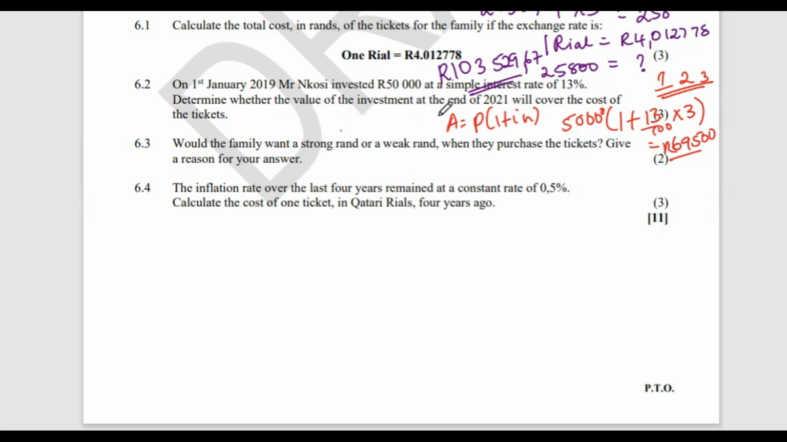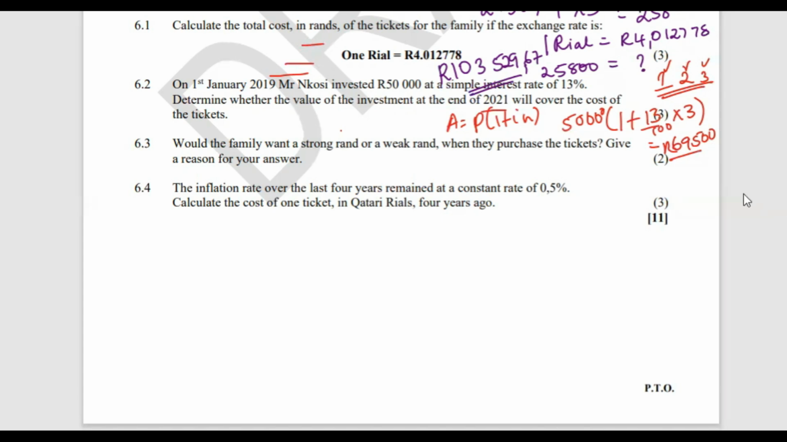Okay, determine whether the value at the end will cover. How many years do we count? 1st of January 2019, so 2020 is 1 year. 2021 is another year. And then 2022 is another year. Whoa, wait a minute. They say up to the end of 2021. So the end of 2019 is 1 year. The end of 2020 is another year. End of 2021, oh yeah, those are 3.